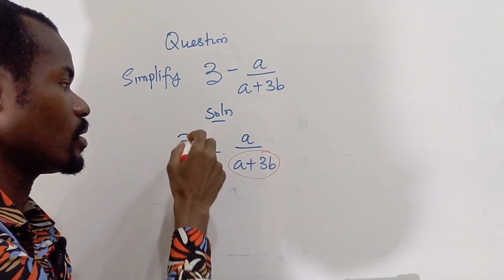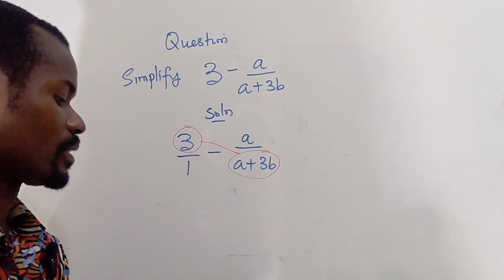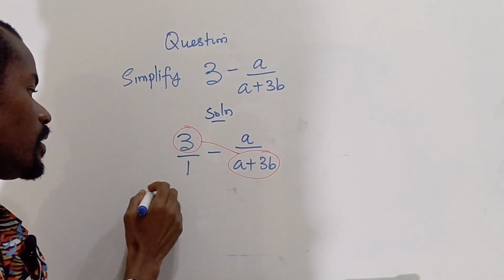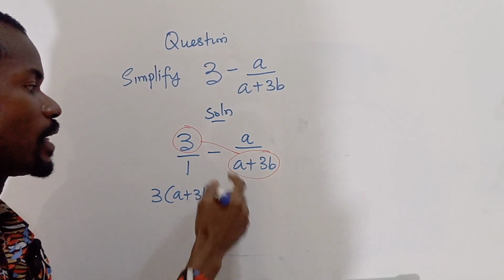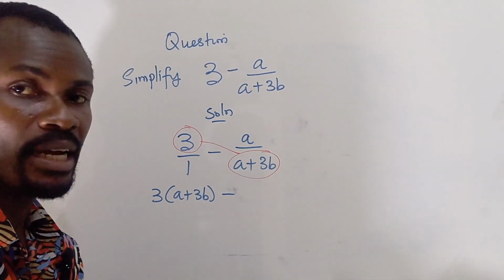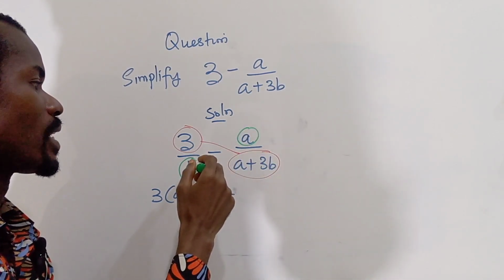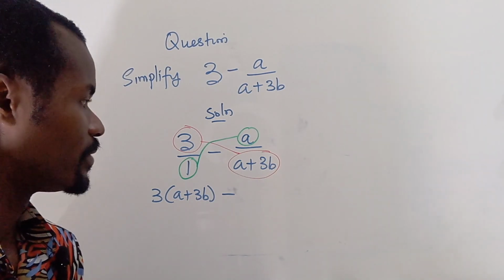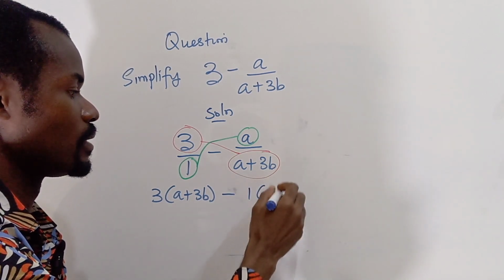Now in this problem, we can use the LCM method, but I want to use the cross multiplication method. So this and this are going to multiply. I'm crossing this way. So I'm going to have 3 multiplying a plus 3b. We have minus in the middle, and I'm going to use this to multiply this. So we are going this way. All we have there is 1 times a.